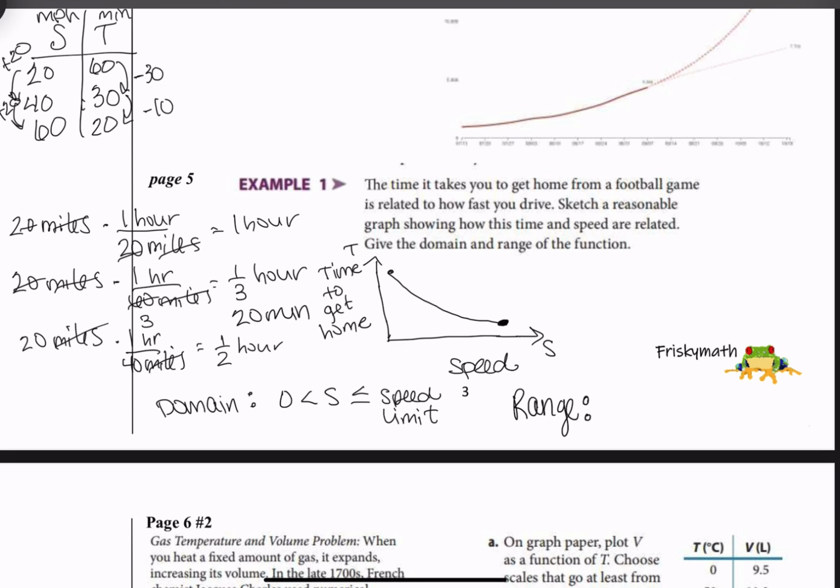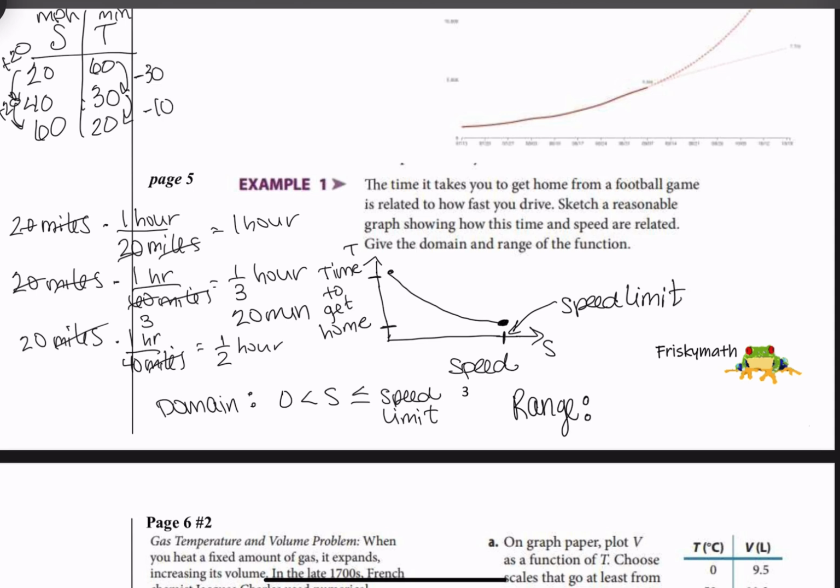Well, the range is the different times it can take me to get home. So if I'm going really fast, it's going to take me less time to get home. If I'm going really slow, it's going to take me more time to get home. So it's these times along the vertical axis. The least amount of time it's going to take me to get home, I'm going to assume, would be when I am driving the speed limit. So I'm going to mark this spot along my horizontal, or my s-axis, and that's going to be the speed limit.